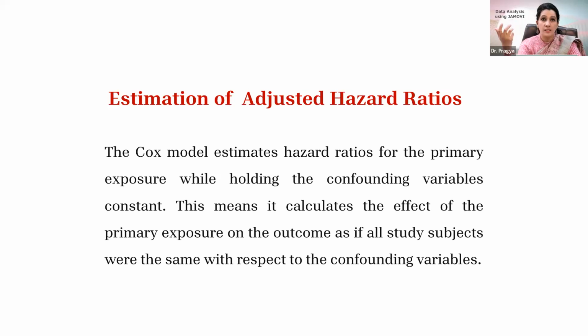Now, how does it estimate the adjusted hazard ratio? Basically, what do we mean by this adjusted hazard ratio? We say that the effect of the primary variable on the outcome is the same across all levels. That means it calculates the effect of the primary exposure as if all study subjects were the same with respect to the confounding variable.